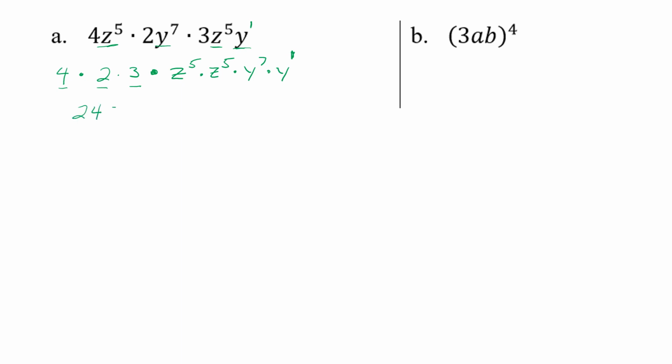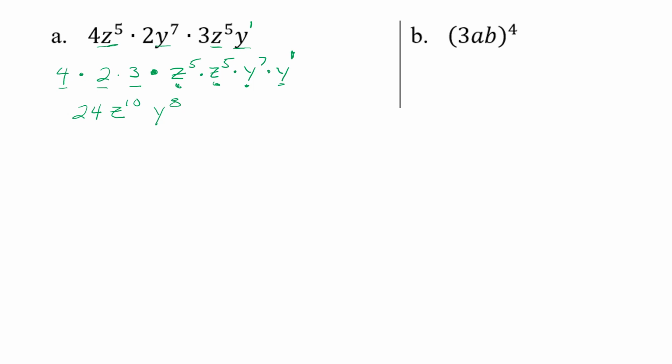And then z to the, okay, so picture that. You have 5 of these and 5 of these. Z to the 10th. Well, 7 of those and 1 of those. Y to the 8th. Okay?